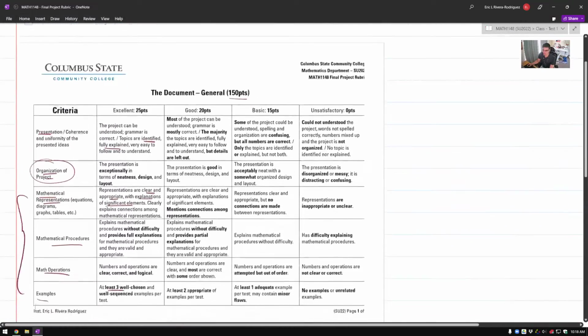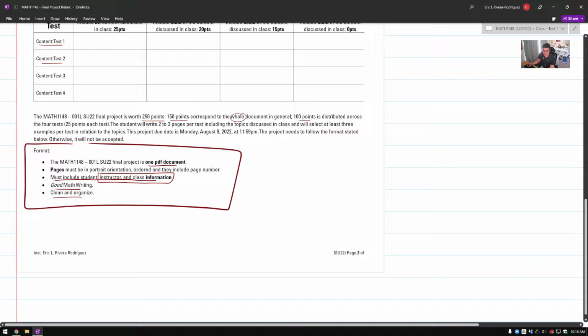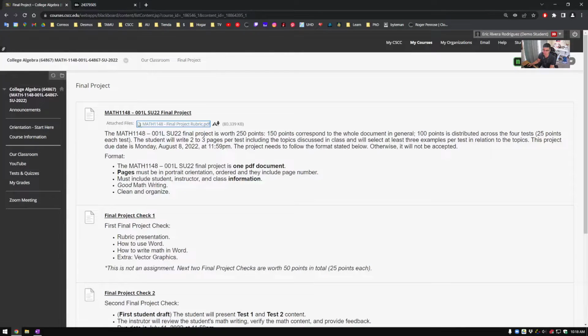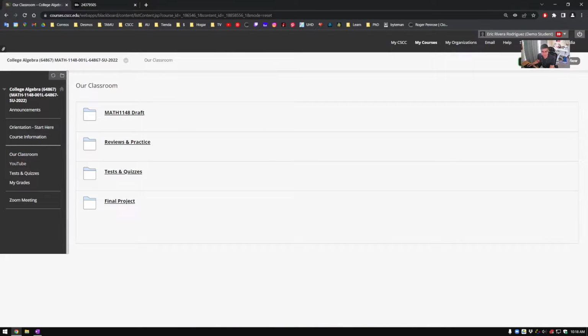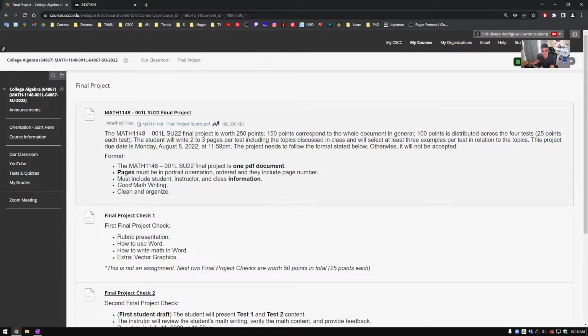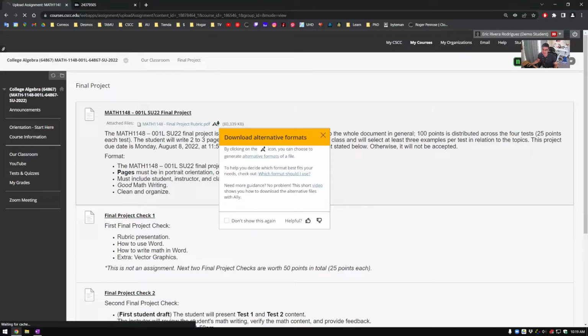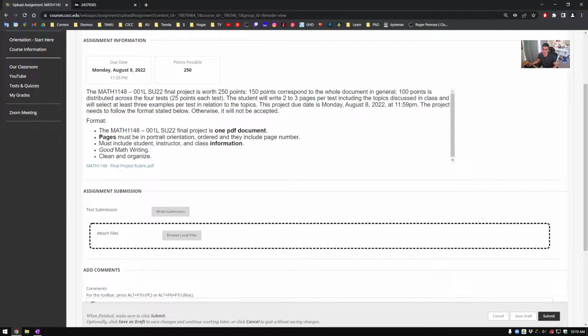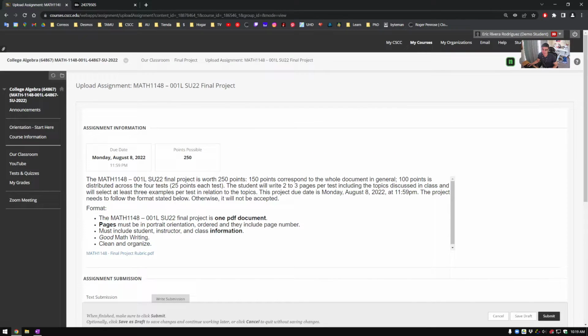So this is the rubric that we are going to be using. It is available on Blackboard. How do you access it? Click on my classroom or our classroom. Click on the final project folder, and then the first item it contains is where you are going to submit your final project. It is due on August 8th at 11:59 p.m. So on August 8th you are going to click here, and then submit your project here.